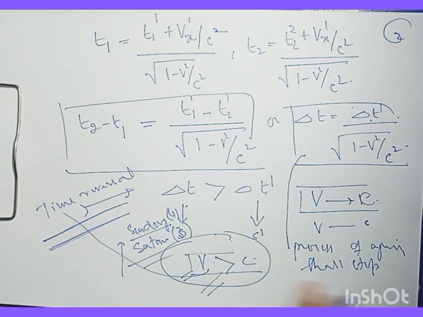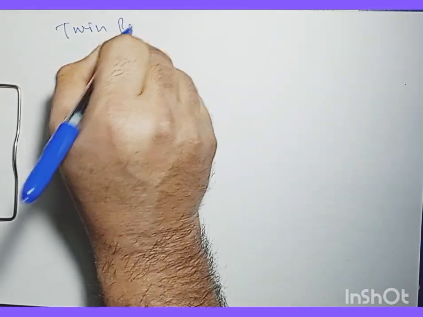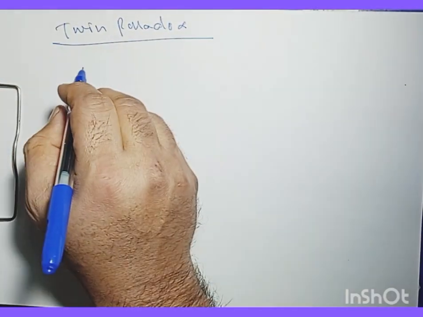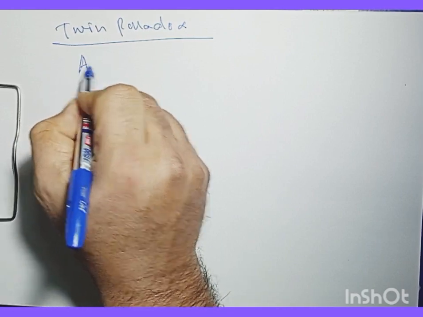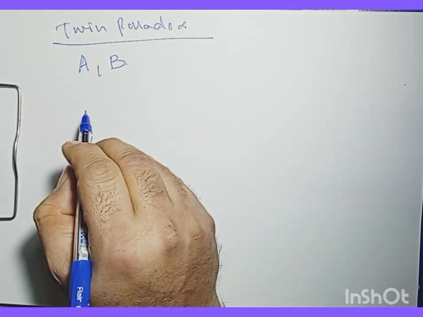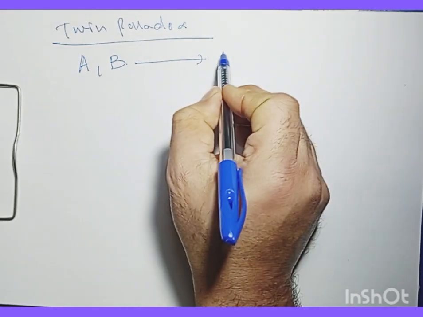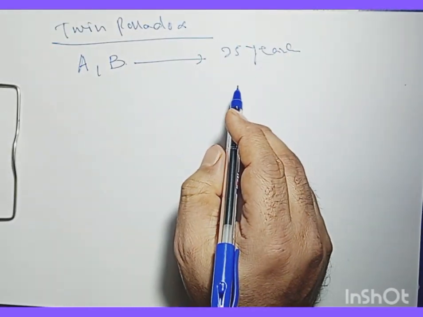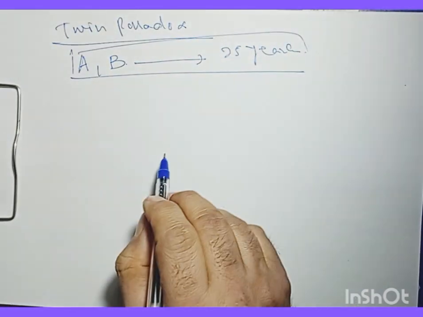And then there is another consequence of this time dilation, that is what is called the twin paradox. Now, if I assume that we have two persons, and the name of one person is, for example, A, and the name of the other is B, and they are twins, and their ages are, say, 25 years each. And now what they do is they decide to learn about time dilation.